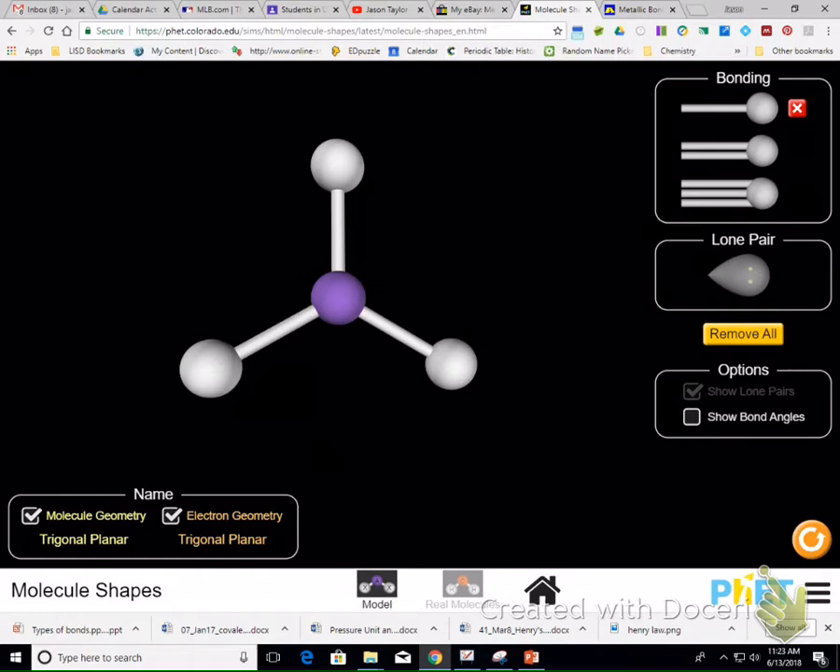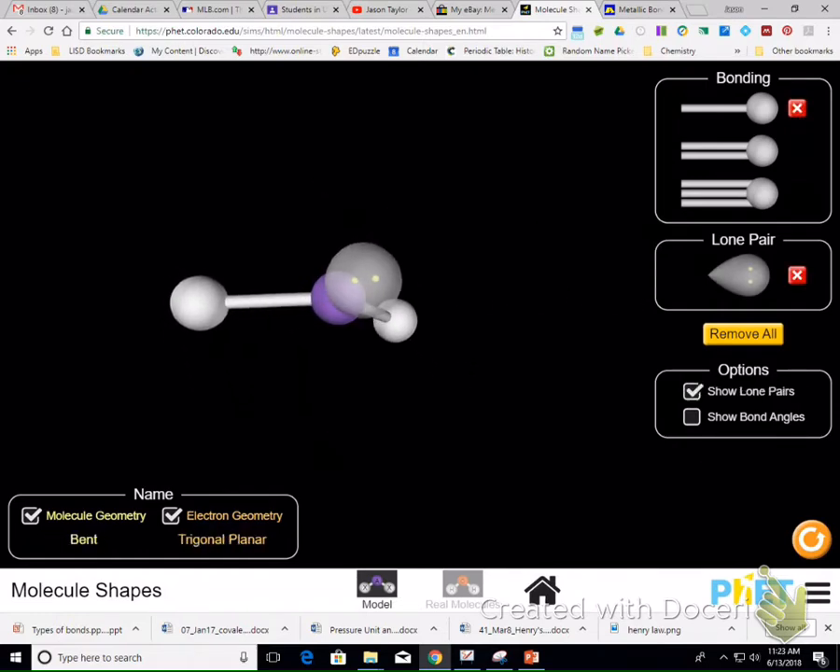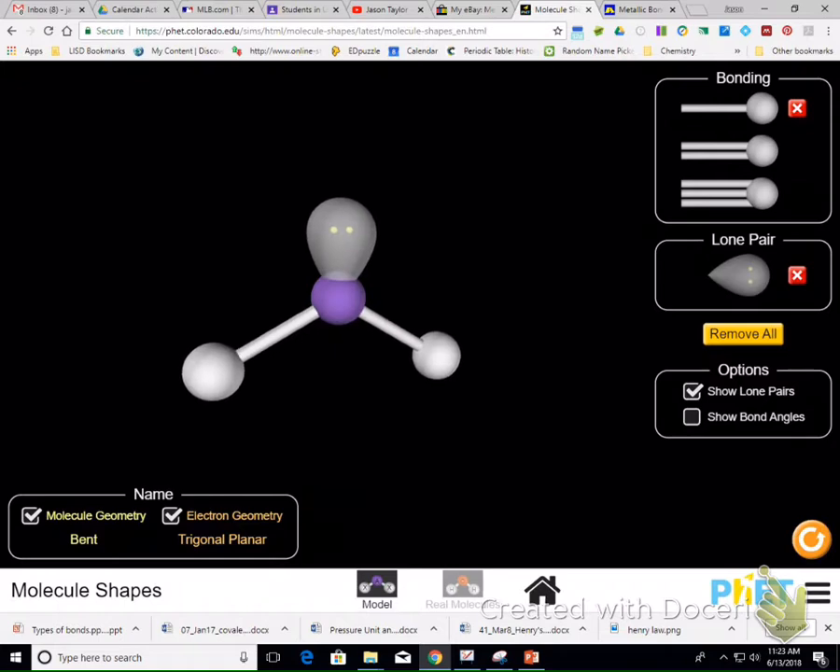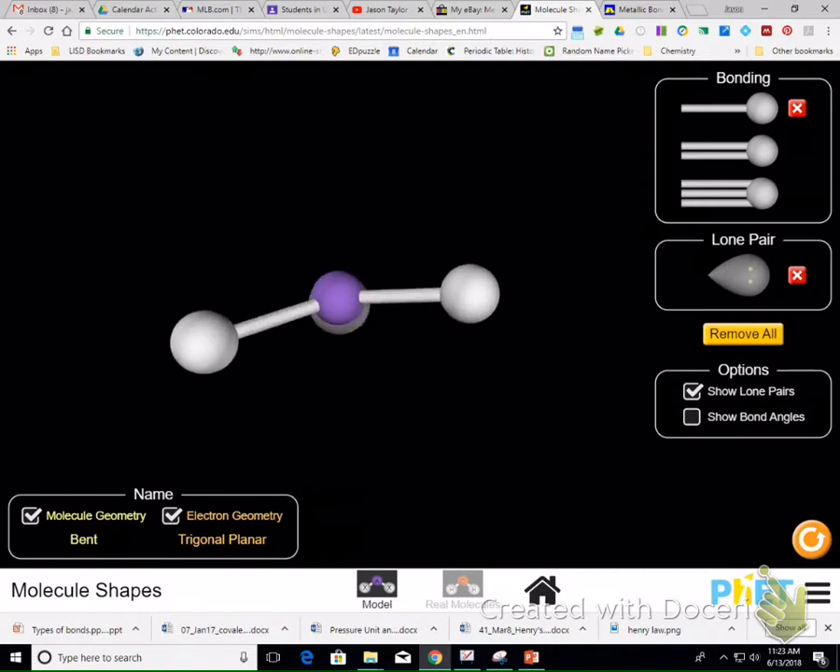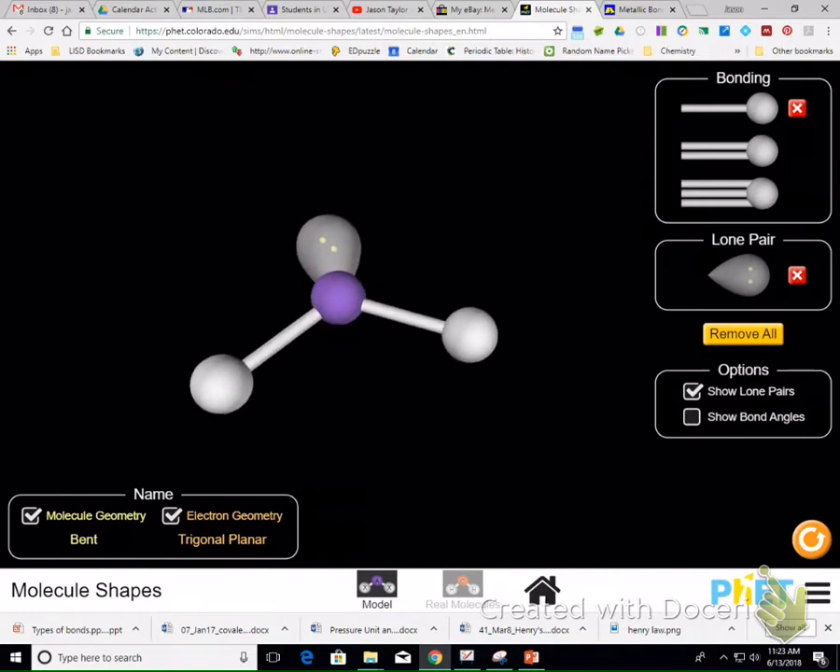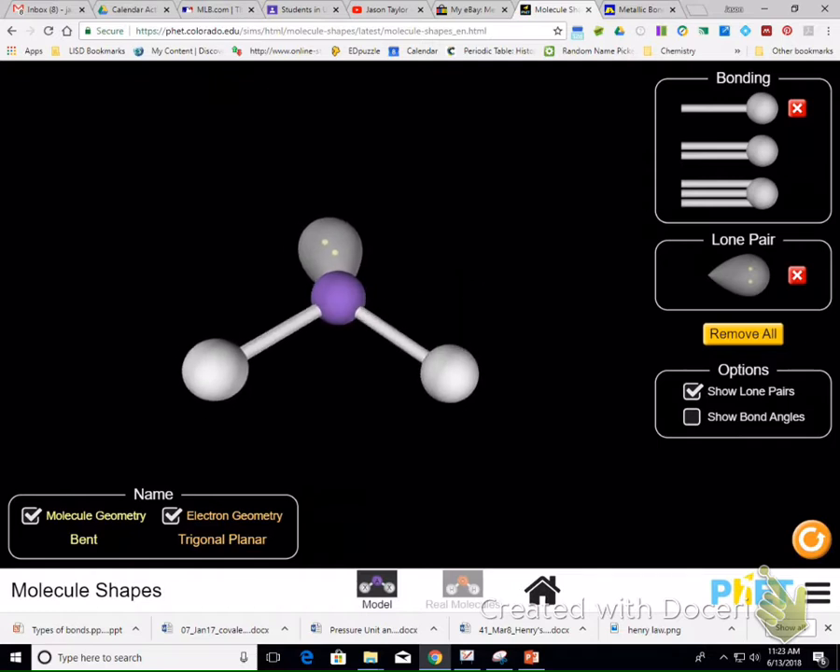Now, if we took one of those away and replaced it with a lone pair, we have another subset of trigonal planar electron domain, and we call this bent, as you can see here. Bent, or V-shaped as it's sometimes called. This is no longer symmetric because the top big fat lone pair is more repulsive than the other two shared pairs. We still have pretty much our 120.